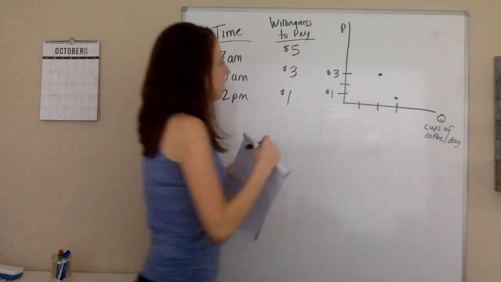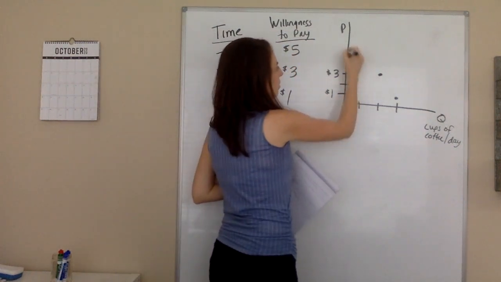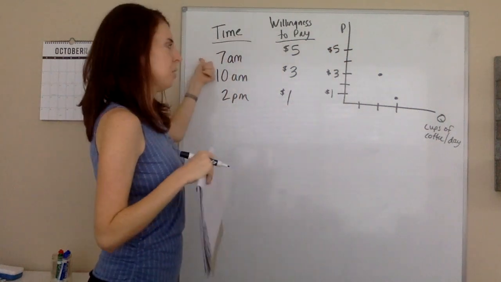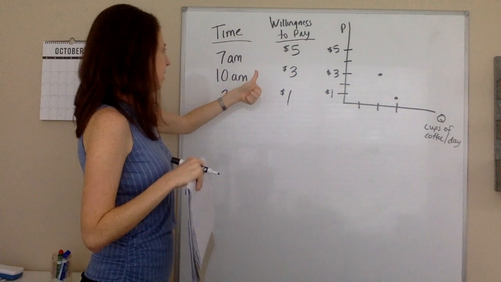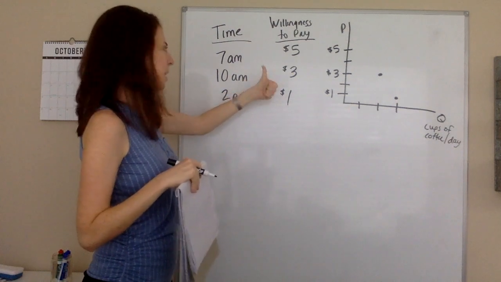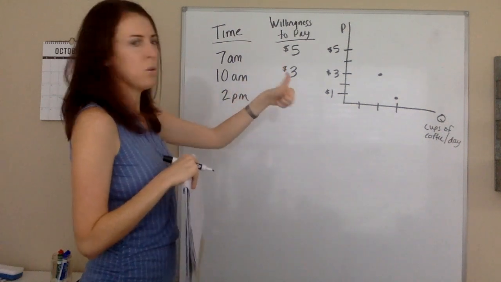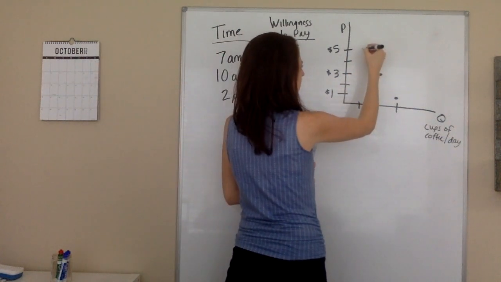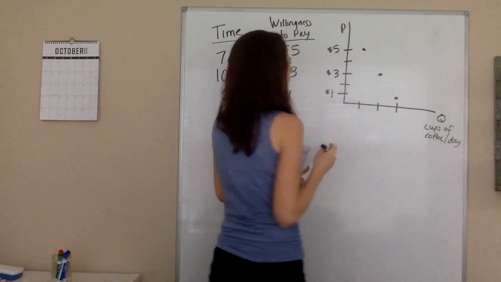And if the price of each cup of coffee is $5, well, at 7 a.m., they'll go ahead and get that expensive cup of coffee, so that's 1 cup. At 10 a.m., they'll pass, at 2 p.m., they'll pass, so over the course of one day, they drink 1 cup of coffee if the price is $5.